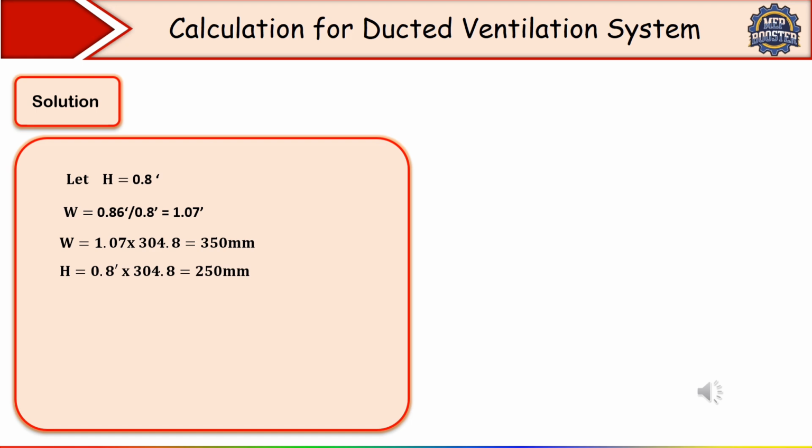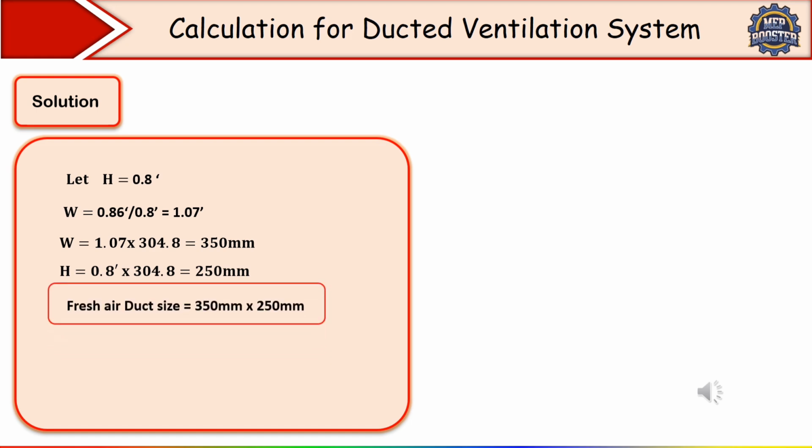Okay, so in this way you have to do the calculation. In the same way, finally we get the exhaust air duct size. Not exhaust air here, remember, here we get the fresh air duct size 350 into 250 mm.